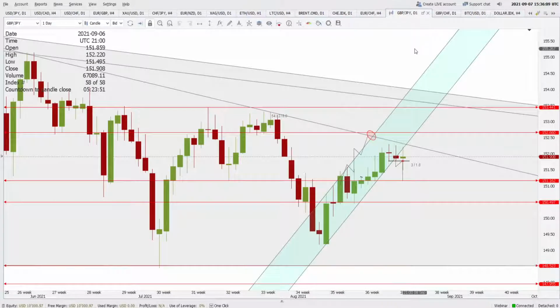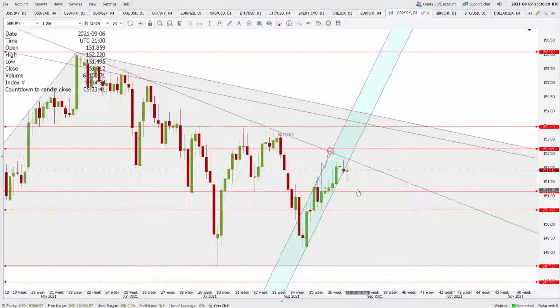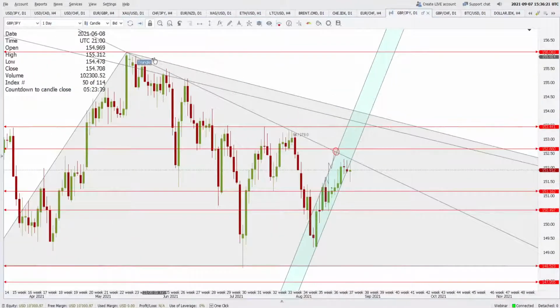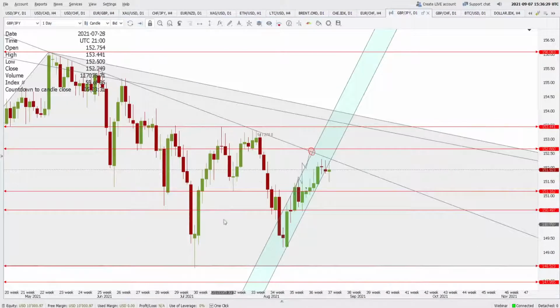Okay, so the next is GBP against JPY. So what is happening here? Let us examine this pair carefully because it moves very fast. All right, we have this falling trend line, which is made by joining these highs here, and then we have a trend line here.